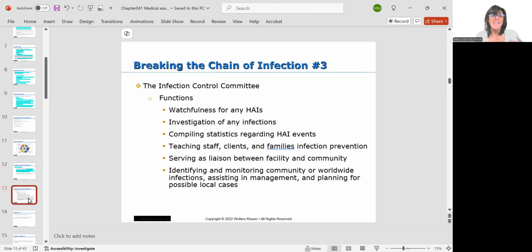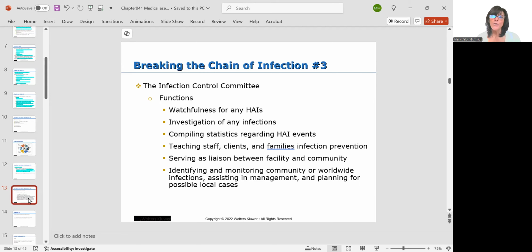And what they're doing is they're watching for any healthcare associated infections. They're going to investigate them. They're going to come up with statistics about how many there were and when they happened. They're going to teach the clients, the staff, families, and they kind of act as a liaison between the facility and the community, right? They help to teach everybody and bring everybody together so that we can decrease the number of infections.